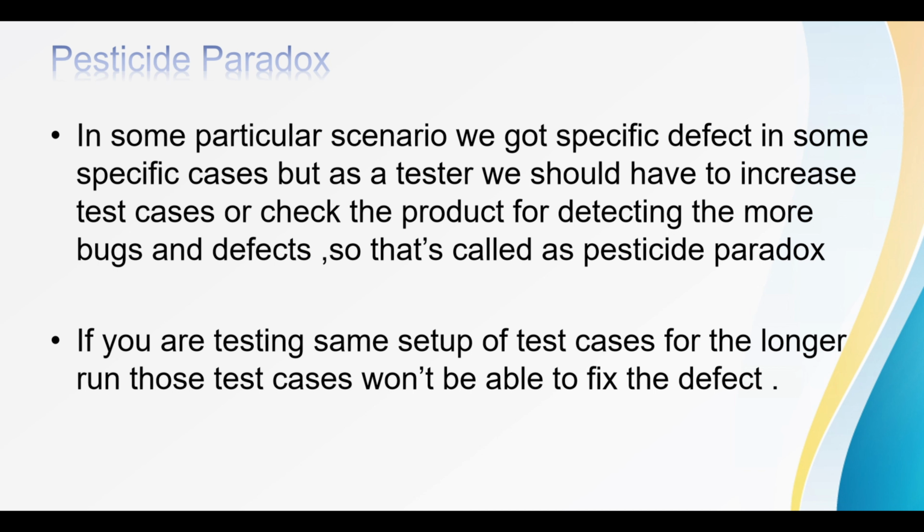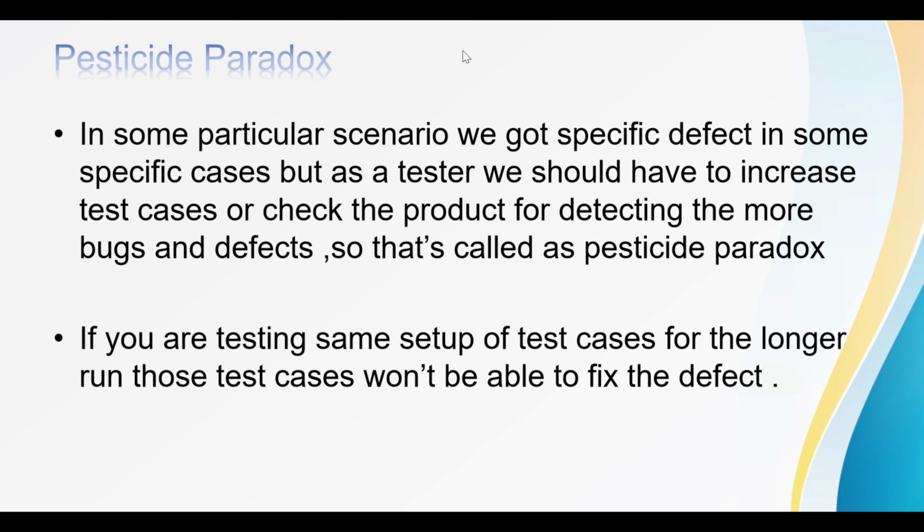In some particular scenario, we got a specific defect in some specific cases. But as a tester, we should increase the test cases or check the product for detecting more bugs and defects. So it is called the pesticide paradox. If you run the same set of test cases for a longer time, those test cases won't be able to find new defects. That is the pesticide paradox. Here we covered all the points on the principles of software testing.